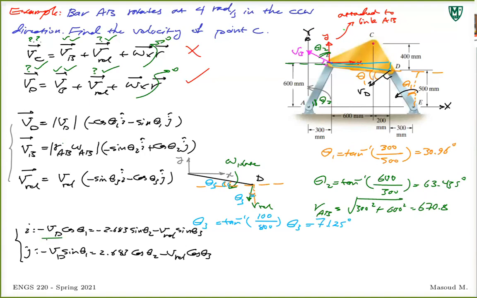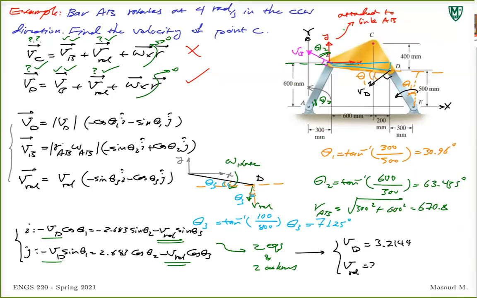Unknowns are VD and V relative, you know the angles. We don't know VD, we don't know V relative. Again, two equations, two unknowns. We can find the unknown values. VD becomes 3.2144 and V relative is 2.8756 meters per second. I'll continue this next class.